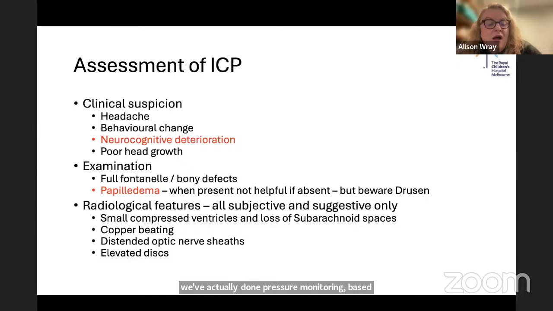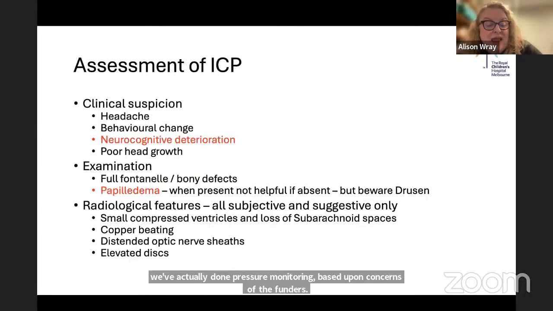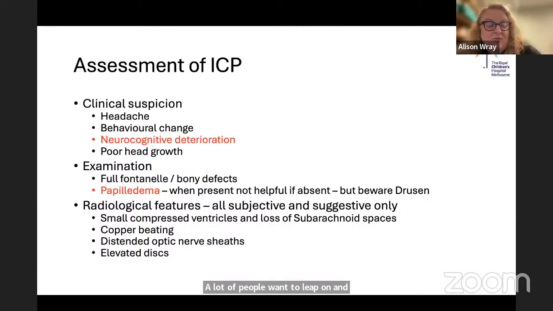A lot of people want to leap on and do a scan when we have questions about raised intracranial pressure. And the difficulty is that there's nothing that is absolutely diagnostic about pressure on a scan, and all of the findings are subjective and suggestive. These findings are things such as small compressed ventricles with loss of subarachnoid spaces, the appearance of copper beating or fingerprinting of the inner table of the skull, the distended optic nerve sheaths, and the elevated discs.